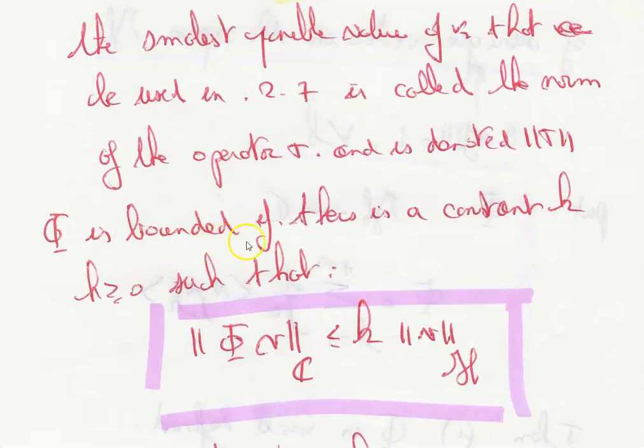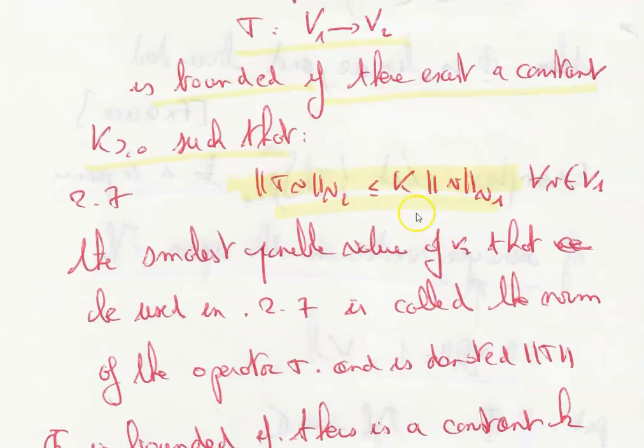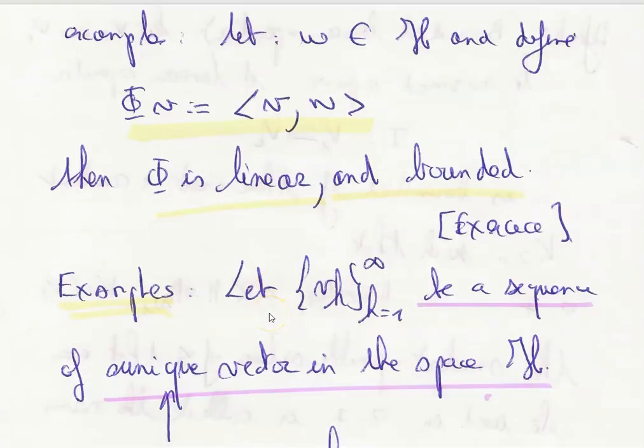We say that phi is bounded if there is a positive constant k such that, okay, so this is a notation, the norm in C of phi applied to v is less than k, a positive constant, multiplied by the norm of v belonging to the Hilbert space H. Okay, it's more or less the same as what we wrote here. So now let's take some examples to have a clear mind about the mathematical object we are dealing with.